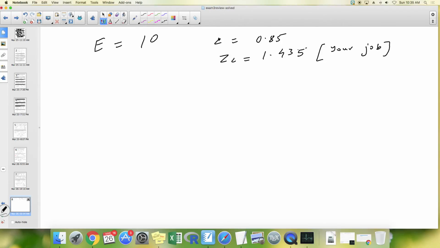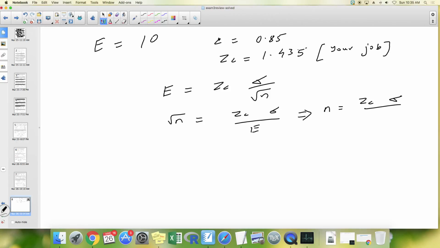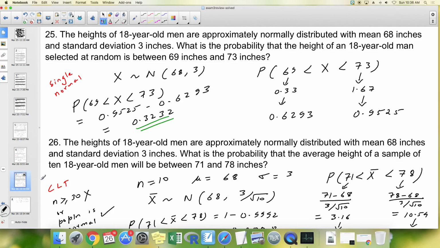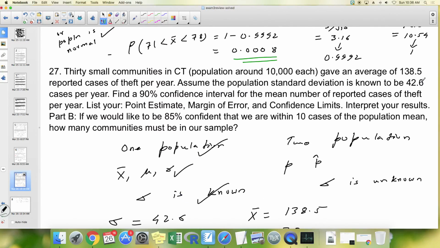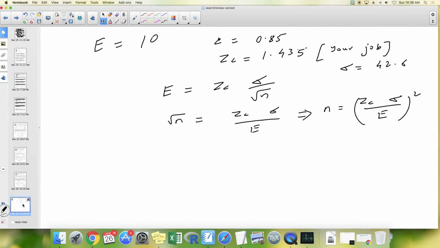And if we have done that, then we know that E is ZC times sigma by square root of n. That means square root of n is ZC times sigma by E, which implies n equals ZC times sigma by E whole square. Now sigma is given here as 42.6, and hence you know all the numbers, and you can find n is 37.63, which is, you take the higher number, so n is 38. That's it. Done.